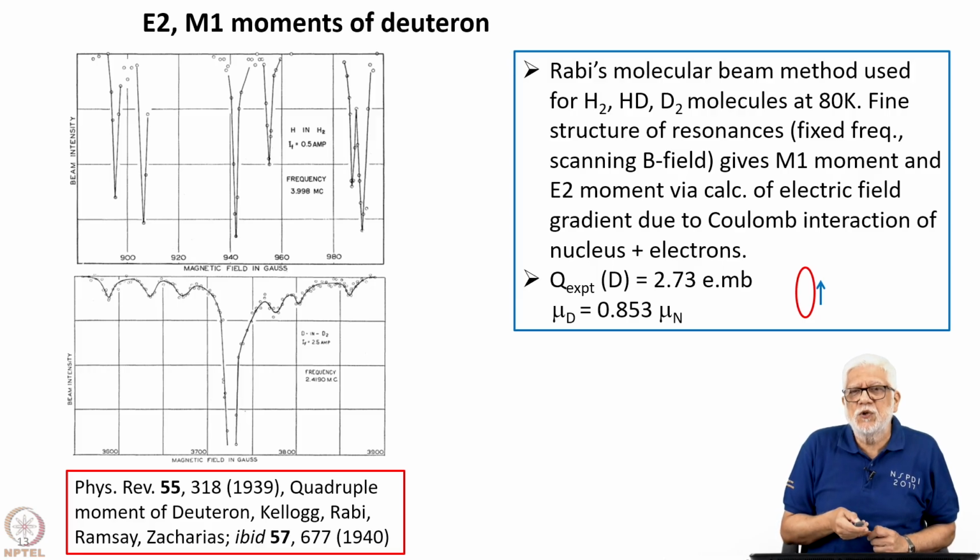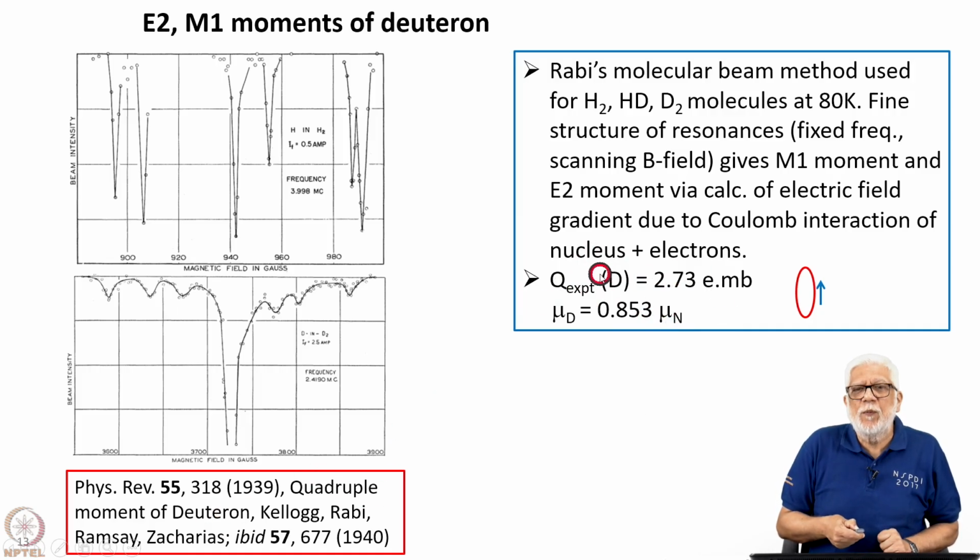One is you can keep the frequency fixed and change the magnetic field. This is what was done by Rabi and his group at Columbia, and this is the reference, 1939, a short letter paper and this is the full paper in Physical Review. So from these experiments they could get the quadrupole moment, but of course the dominant effect is due to the magnetic moment of the deuteron, and they got that to about 0.853 times the nuclear magneton. And importantly, the paper is also titled the quadrupole moment of the deuteron.